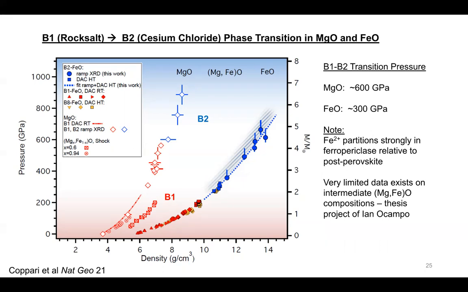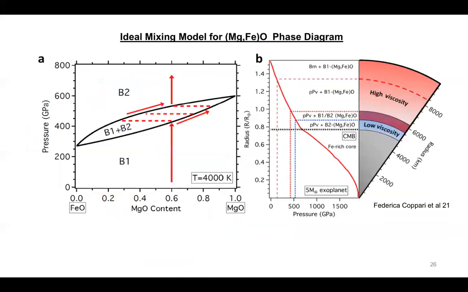Anyway, based on the data that Federica obtained, she produced an ideal mixing model. So this is kind of a simple end-member type of model in which there's a very broad B1, B2 phase loop extending over 100 GPa or so in this system for a composition that has, say, 40 mole percent iron. And there are a couple of interesting things about this. Let me skip to the next slide and I'll come back to this.